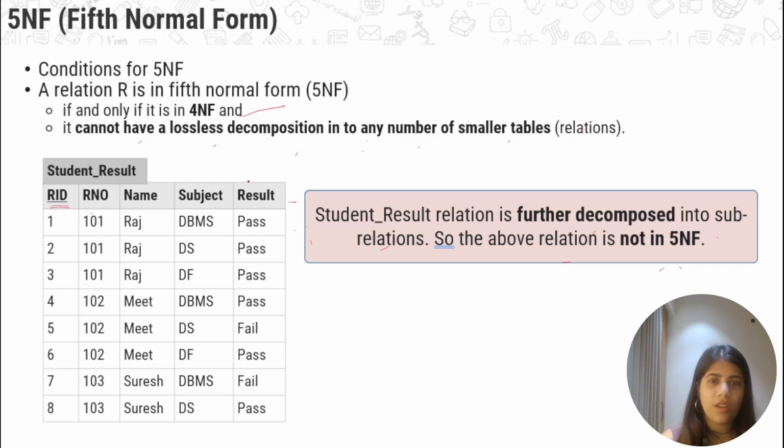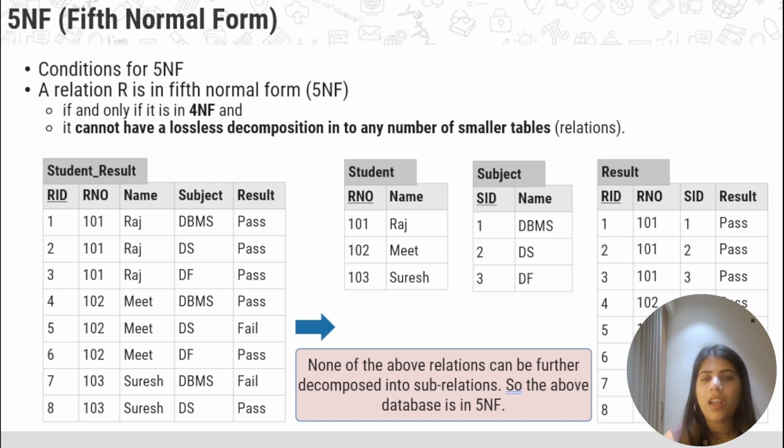We have already seen that and we can do that. The result ID, roll number, result could be one table. The roll number, name and subject could be another table. So it could be further decomposed. So this is not in 5NF if there are any lossless decompositions. How can we solve this? We decompose it further.